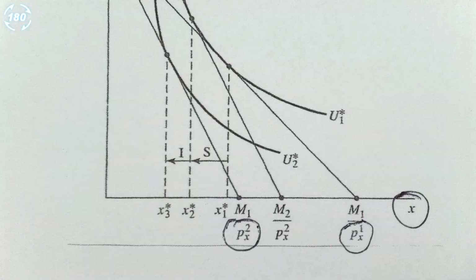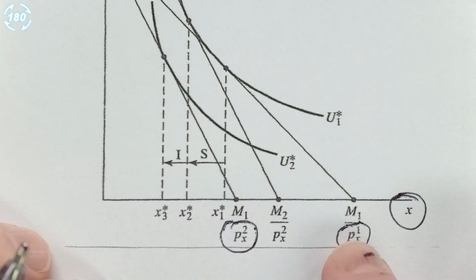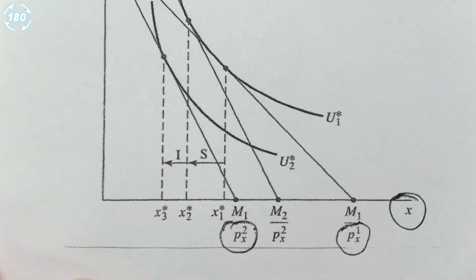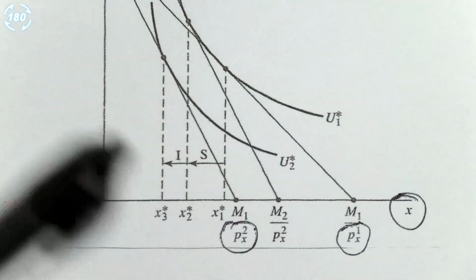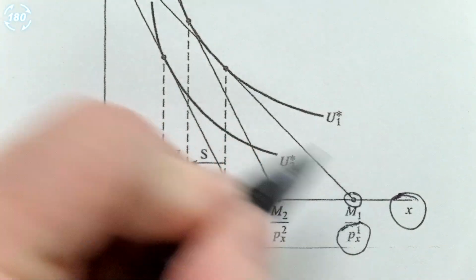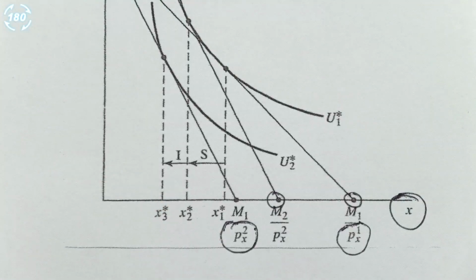Okay, the first part will measure the substitution effect. So we're going to increase the price from 1 to 2 for good X. Can y'all read that? So what happens? Okay, this intercept here is going to move from here to here. Okay, it's going to move from here to here.